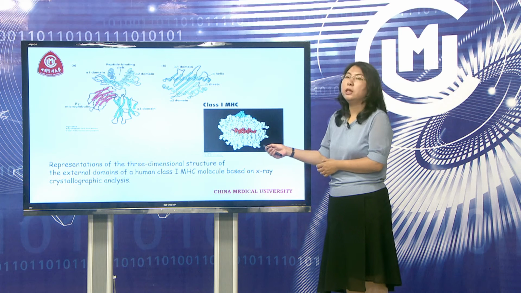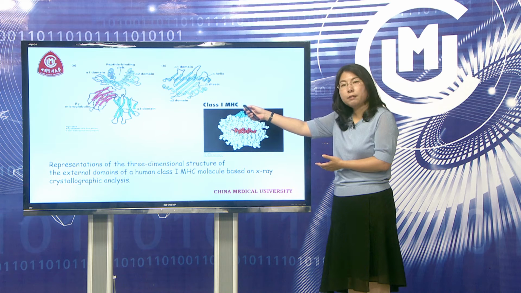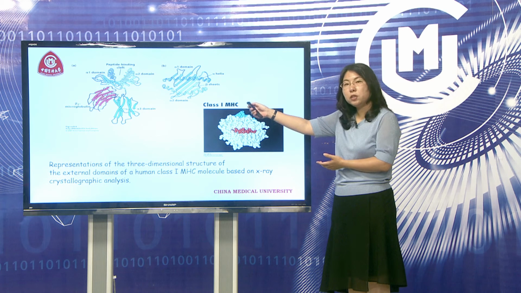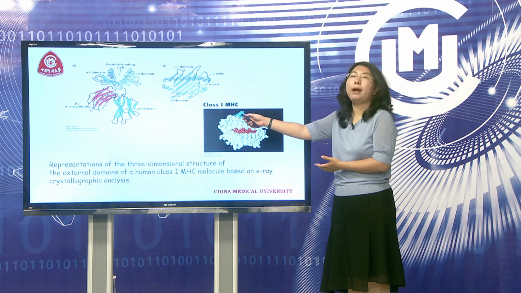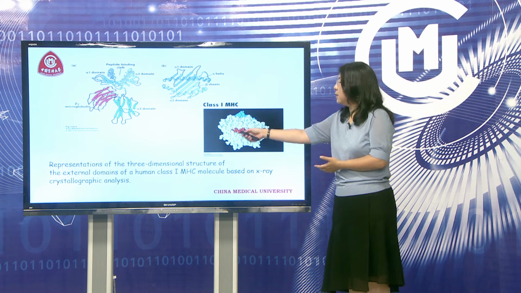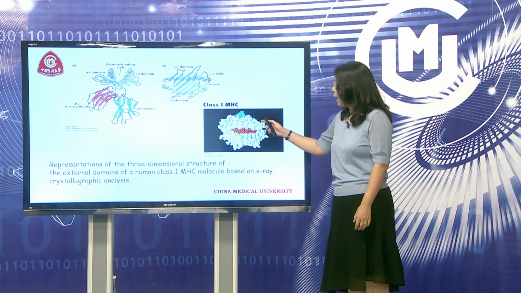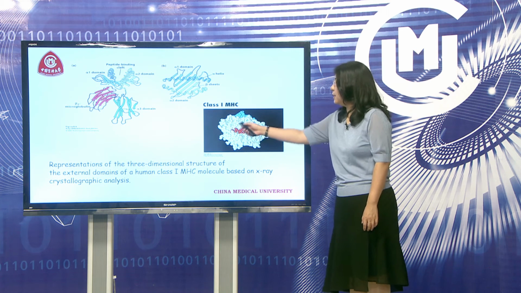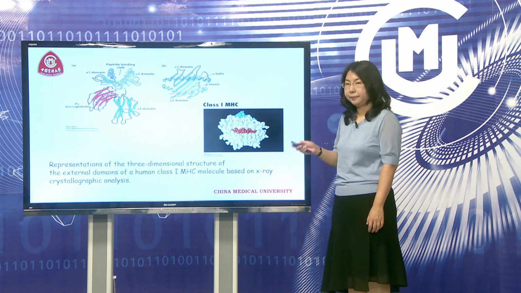So this shows the structure of the MHC1 molecule. The alpha 1 domain and alpha 2 domain make this cleft for peptide binding, and the alpha 3 domain binds CD8. Here this red part is the peptide. So this MHC1 molecule presents this peptide, or antigen, on the cell surface.